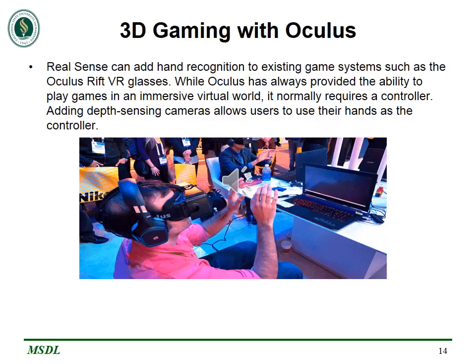Let's discuss one more application of 3D RealSense, that is 3D gaming with Oculus. RealSense can add hand recognition to existing game systems such as the Oculus Rift VR glasses. While Oculus has always provided the ability to play games in an immersive virtual world, it normally requires a controller. Adding depth sensing cameras allows users to use their hands as a controller. This is a really very important application of 3D RealSense.